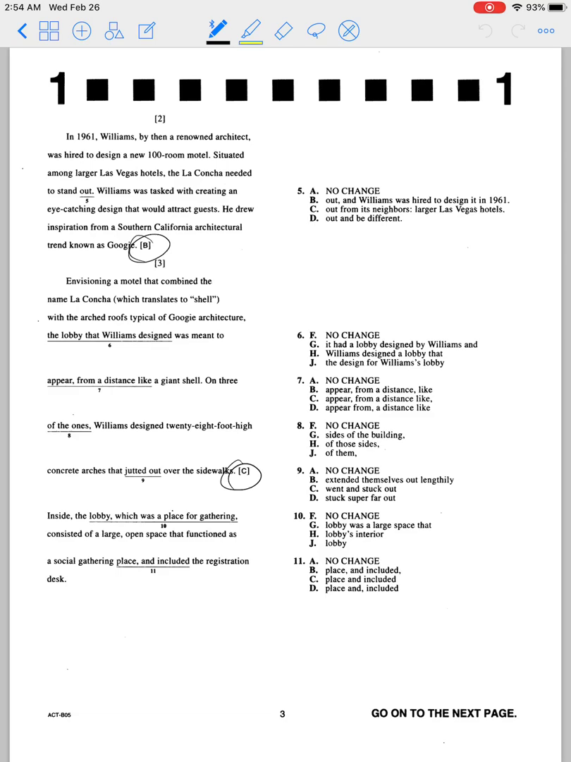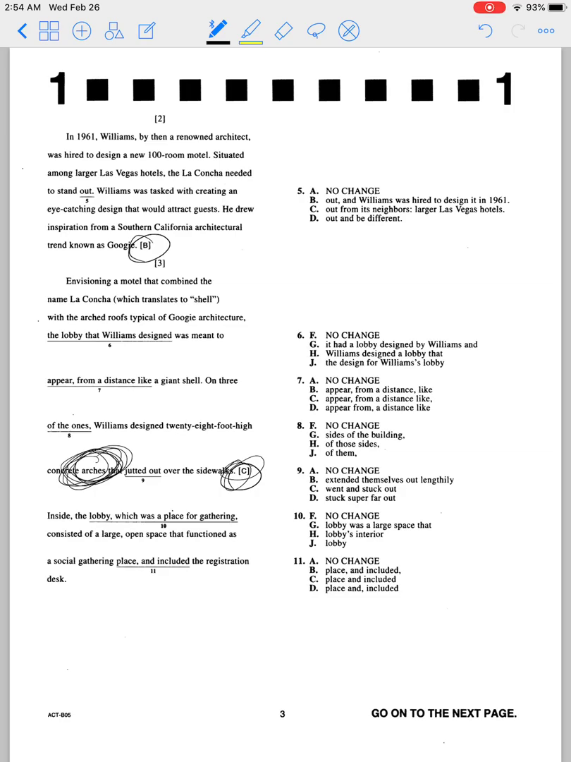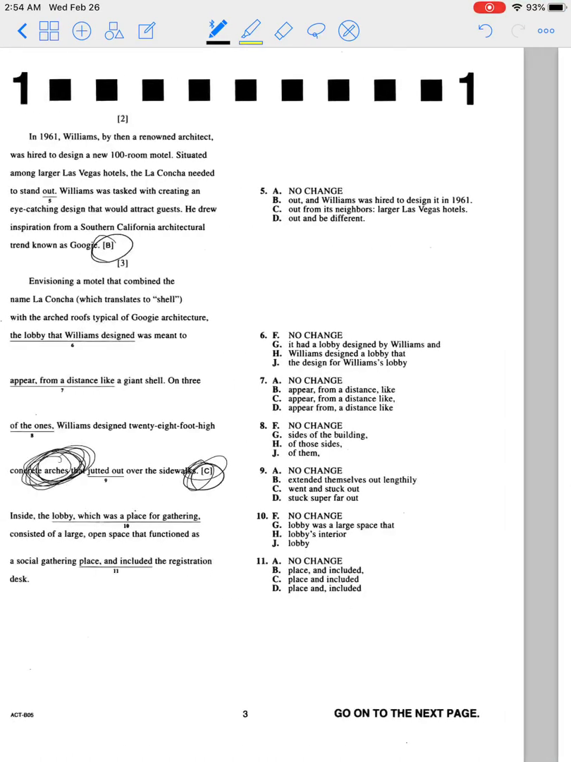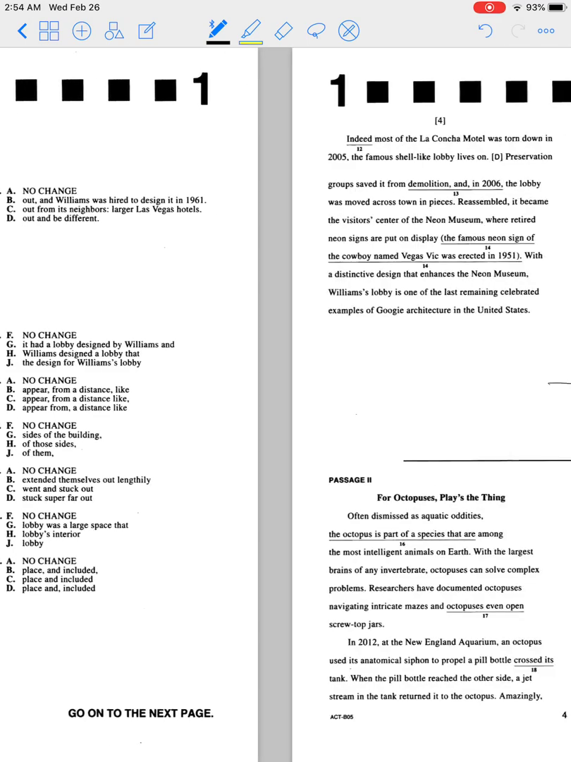Point C would go right here. So Williams designed 28-foot high concrete, notice, arches that jutted out over the sidewalk. Beneath each of the three arches was a glass wall with doors opening into the motel. So C is definitely going to be better than B because right here it brings up the arches for the first time. So then it makes sense to bring up the arches here.